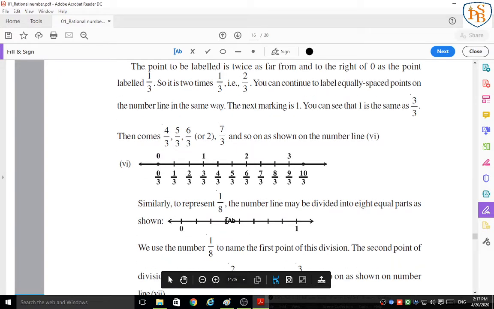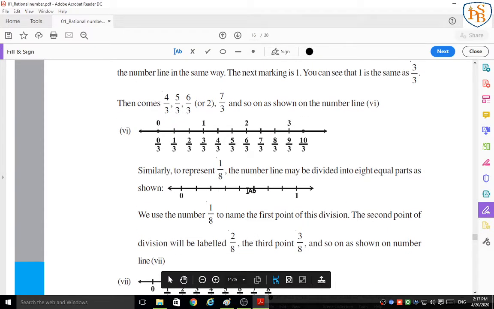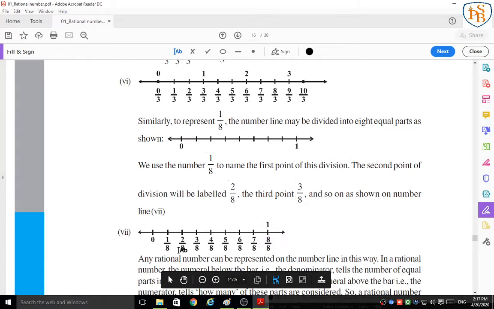Similarly, to represent 1 upon 8, the number line may be divided into 8 parts as shown. Look at here carefully. The first line shows 1 upon 8, second line shows 2 upon 8, third line shows 3 upon 8, fourth line shows 4 upon 8, fifth line shows 5 upon 8, sixth line shows 6 upon 8, seventh line shows 7 upon 8, and eighth line shows 8 upon 8, that is 8 ones are 8, so the 8th line shows the number 1.